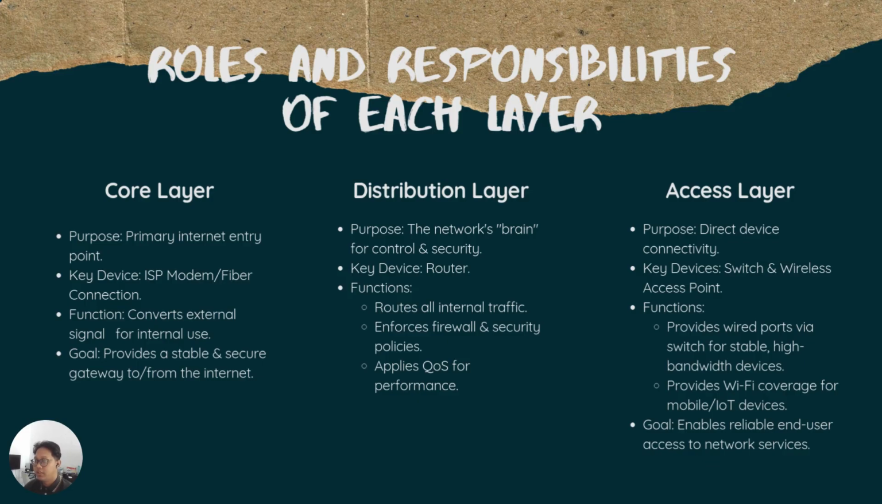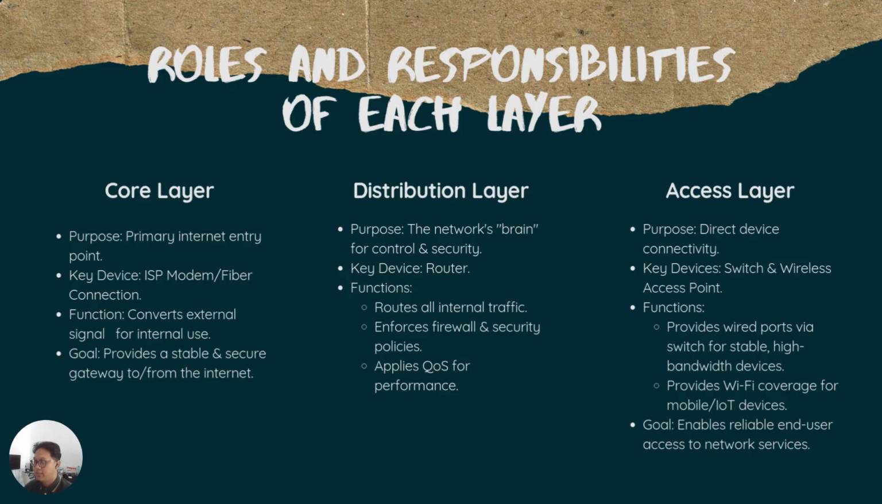Next is the distribution layer. The purpose of the distribution layer is the network's brain to control and security. The key device is the router. The function is to route all internet traffic. It also enforces firewall and security policies and also applies QoS for performance.